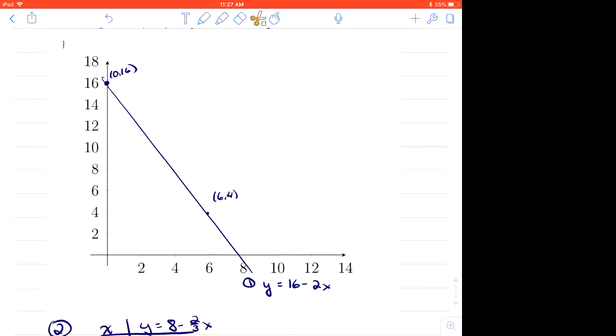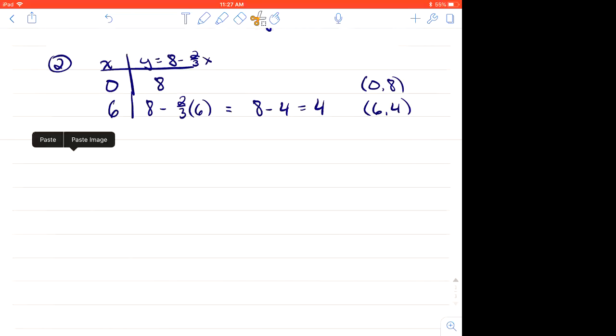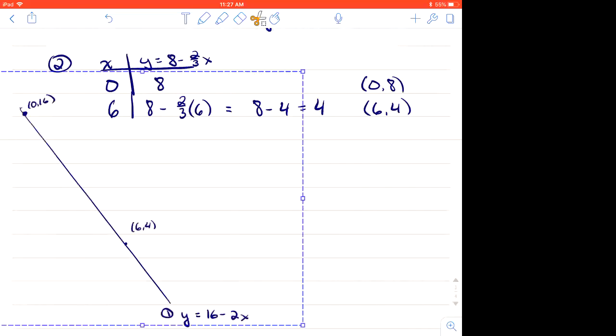So again, I'll just steal this, keep working on it down here, just to show the steps too.